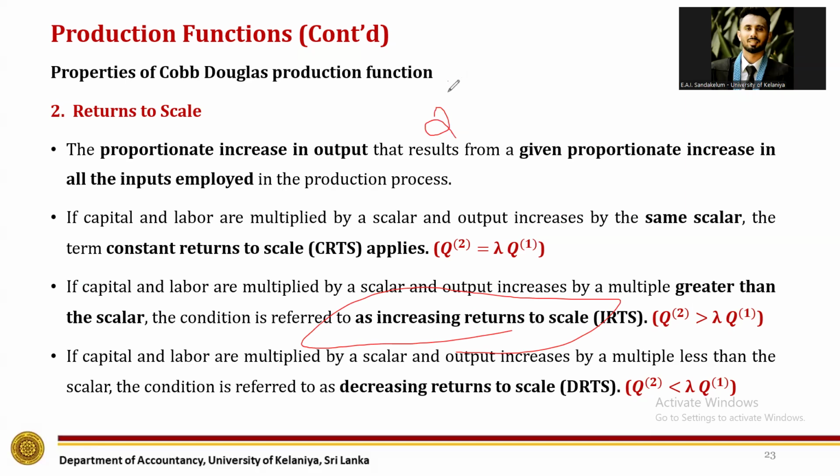Q2 means a high increase, so the impact on output is greater, and the lambda and the Q1 become lower. Lambda means scalar factor. Scalar factor means your changes relating to the inputs. Said simply, how much you increase your inputs.